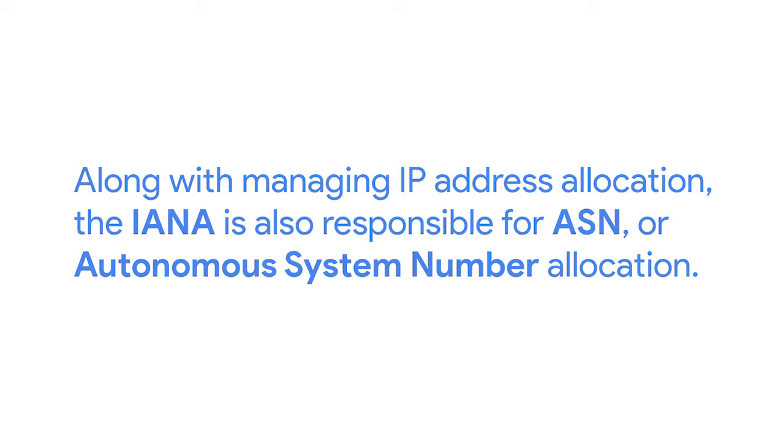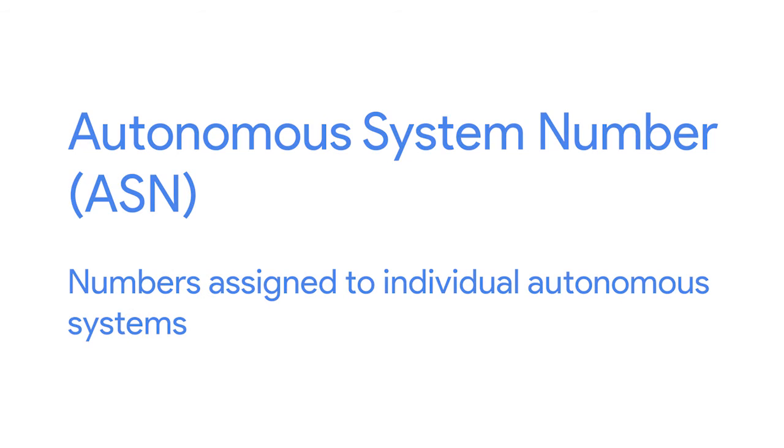Otherwise, anyone could try and use any IP space they wanted, which would cause total chaos online. Along with managing IP address allocation, the IANA is also responsible for ASN, or Autonomous System Number allocation. ASNs are numbers assigned to individual autonomous systems. Just like IP addresses, ASNs are 32-bit numbers, but unlike IP addresses, they're normally referred to as just a single decimal number instead of being split out into readable bits.